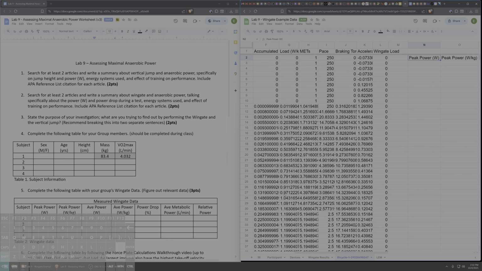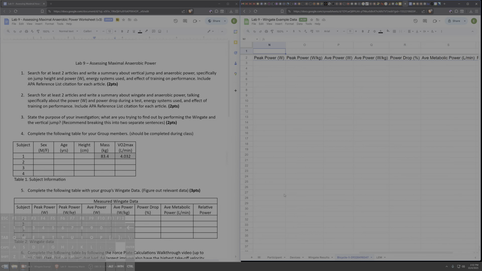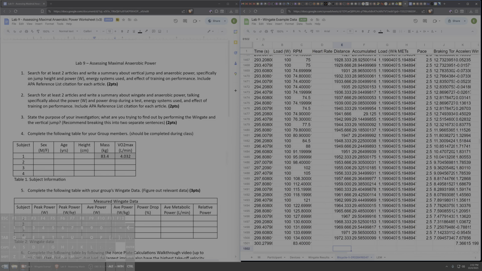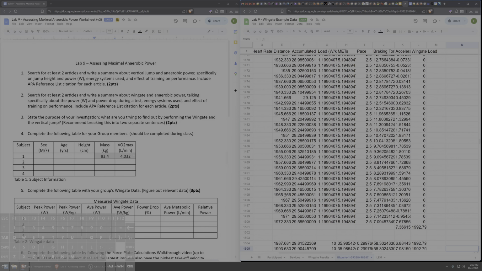Actually, I put them below this. That's okay. I'm going to move mine all the way down here, just to make it a little bit simpler.